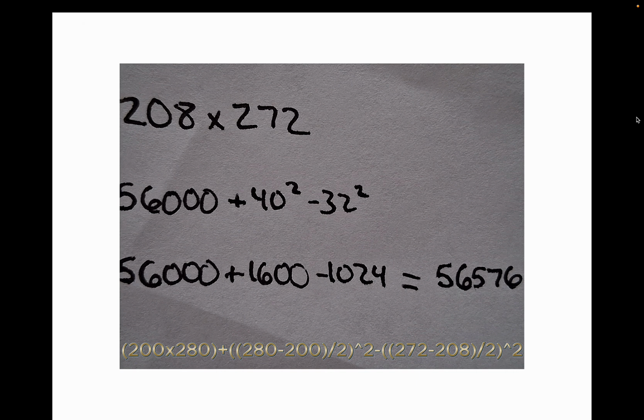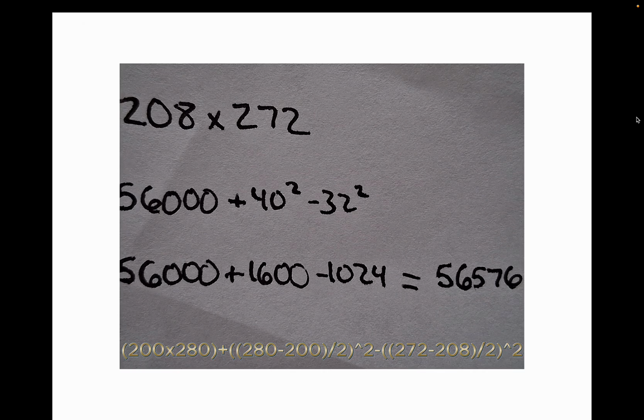Okay, but I do not need to take the midpoint between the two numbers in order to apply that formula. I can use a modification of it and apply it to any two numbers. So here, 208 times 272. Now I can move down 8 on 208 and come up with 200. And then I can move up 8 for 272 and come up with 280. And instead of 208 times 272, I can do 200 times 280 plus half of the difference between those numbers. So 200 and 280 are 80 apart, divided by 2 equals 40.